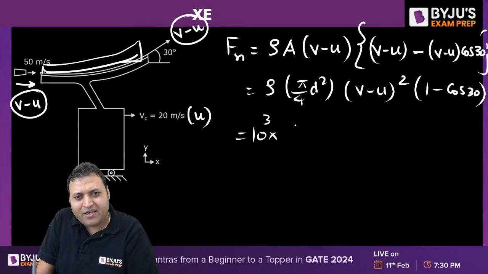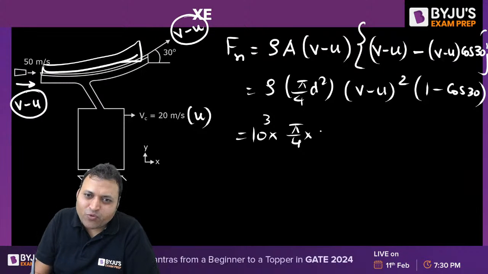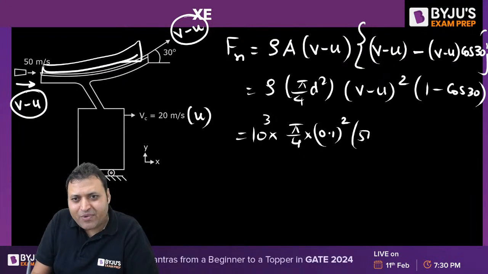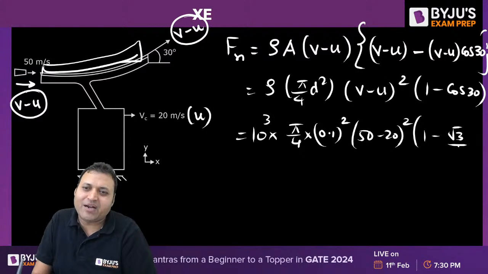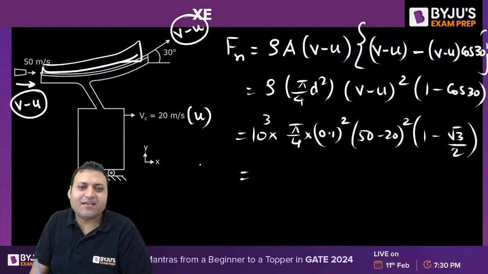10 to the power 3, pi by 4, diameter is 100 mm, 0.1, into V minus U. So it will be 50 minus 20 square, into 1 minus what is cos 30? Root 3 by 2. What is the answer? That will be the answer.